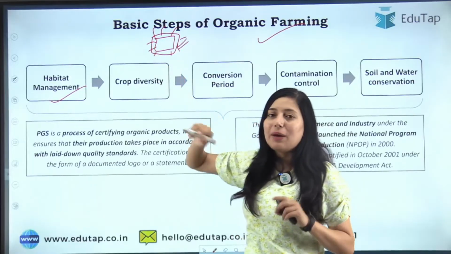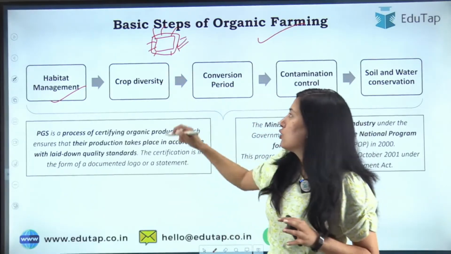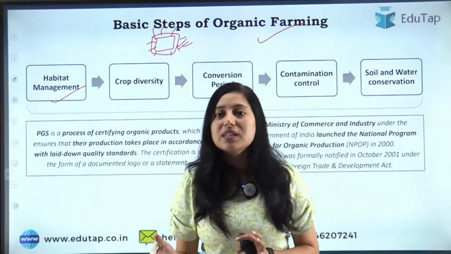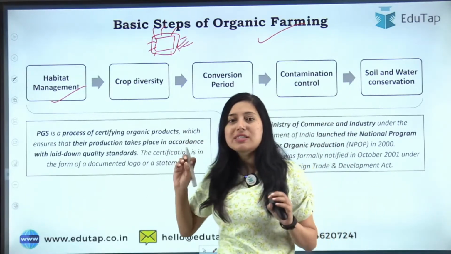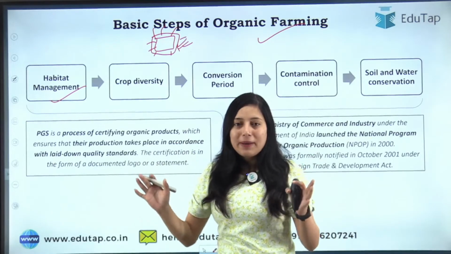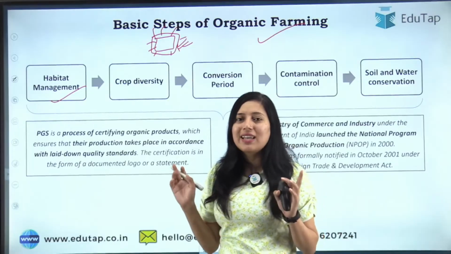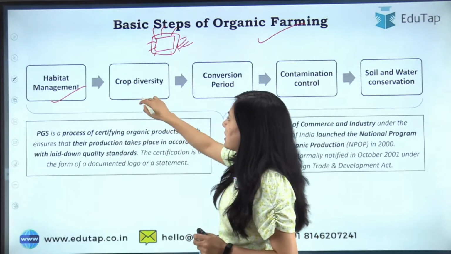Now you can see the habitat is managed here, and also these glyricidia can be home to some useful insects and some useful birds for the farmers. So the very first step is to manage the habitat in such a way that it is aligning with our ecosystem, it is aligning with our environment. Okay? Next is crop diversity.